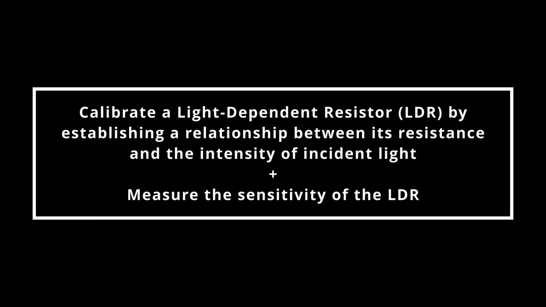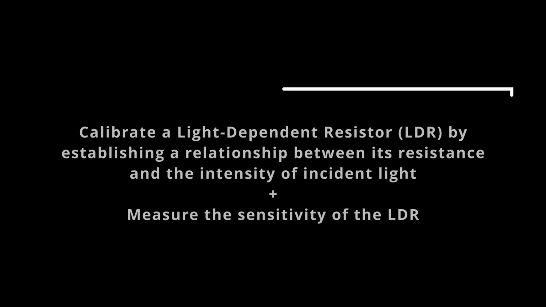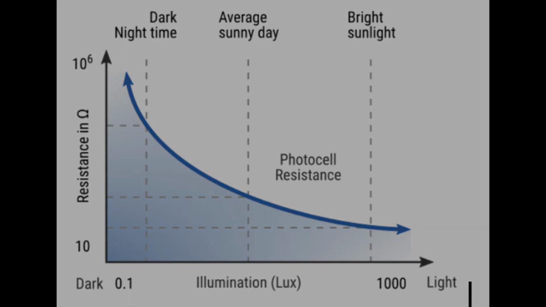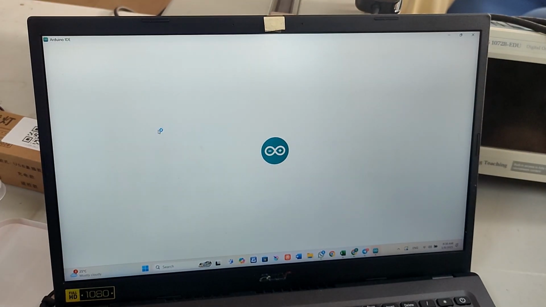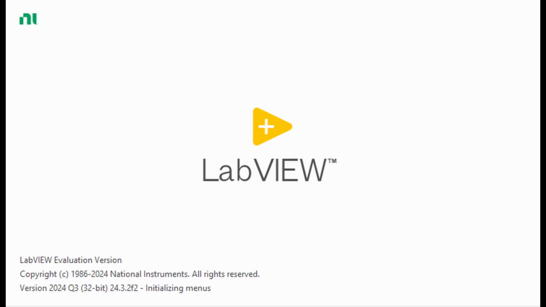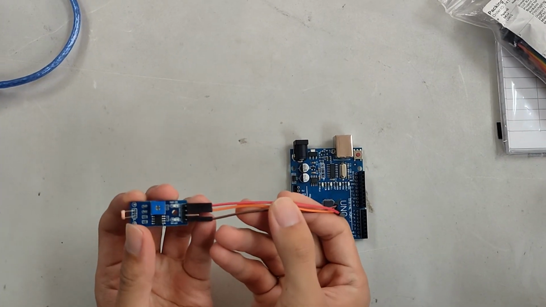In our group, there are two members, Benjamin Lim Hern, that's me, and Brandon Ting-Ern. So the experiment is to calibrate a light-dependent resistor, also known as an LDR, by establishing a relationship between its resistance and the intensity of incident light. We'll be using two softwares, mainly the Arduino IDE as well as the NI LabVIEW, with the same hardware for taking measurements. Let's start off with the physical hardware setup.